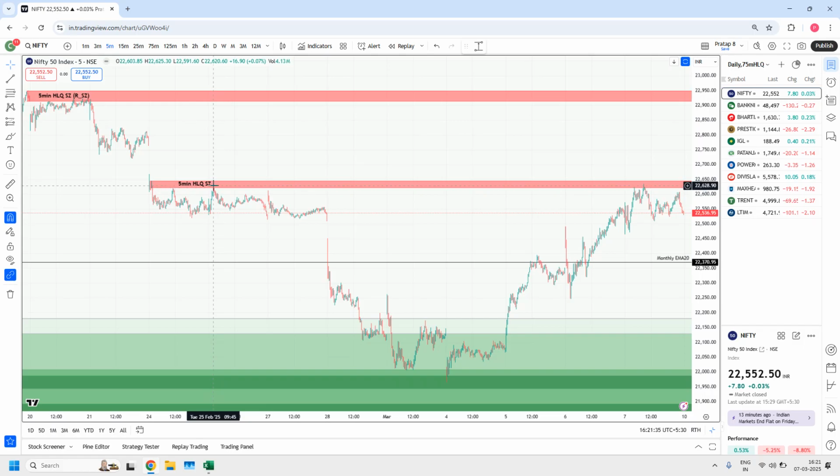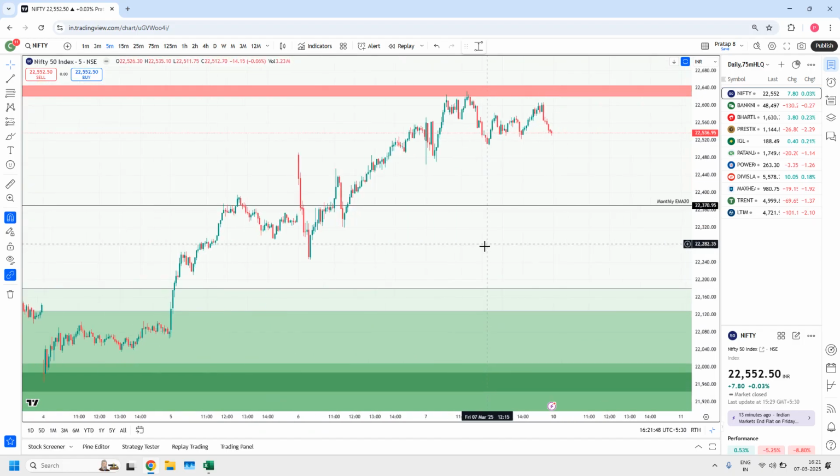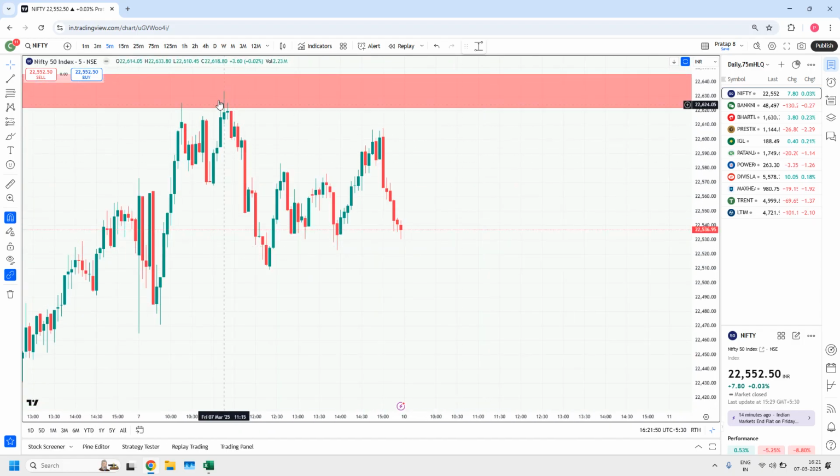Previously we got a trade here from this zone. We discussed how our HLQ zones are working. 2 opportunities it gave earlier. Third one also gave, but with some buffer only you would have got that opportunity. But see today what happened? Today it gave an opportunity.